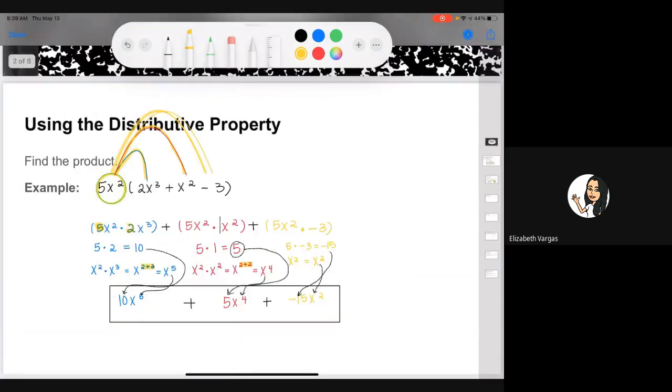Are there any questions about how to do the distributive property? Questions?